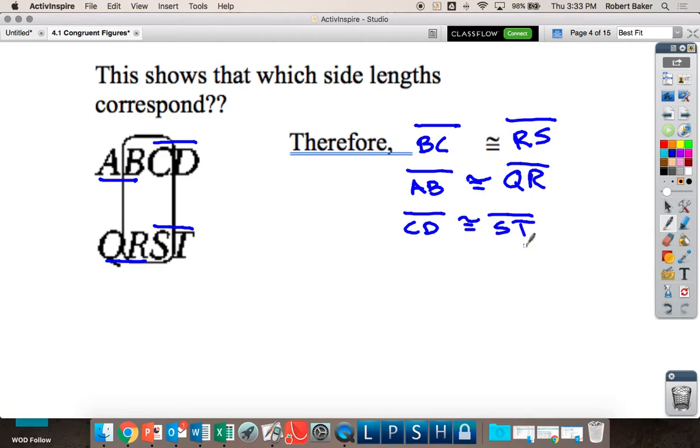Okay, well, we have three sides of a four-sided figure. In AD and QT, that's the last one. So it wraps back around. Oh, I thought it had to be two. That is good.